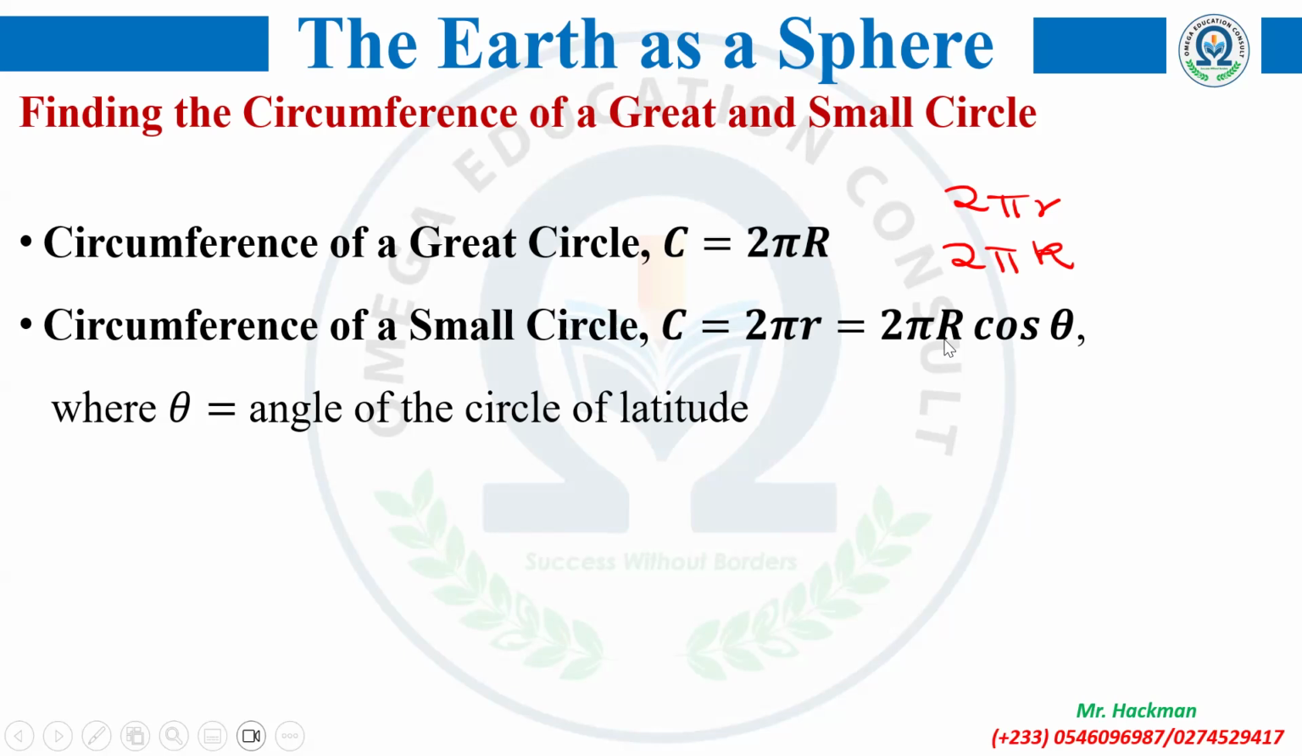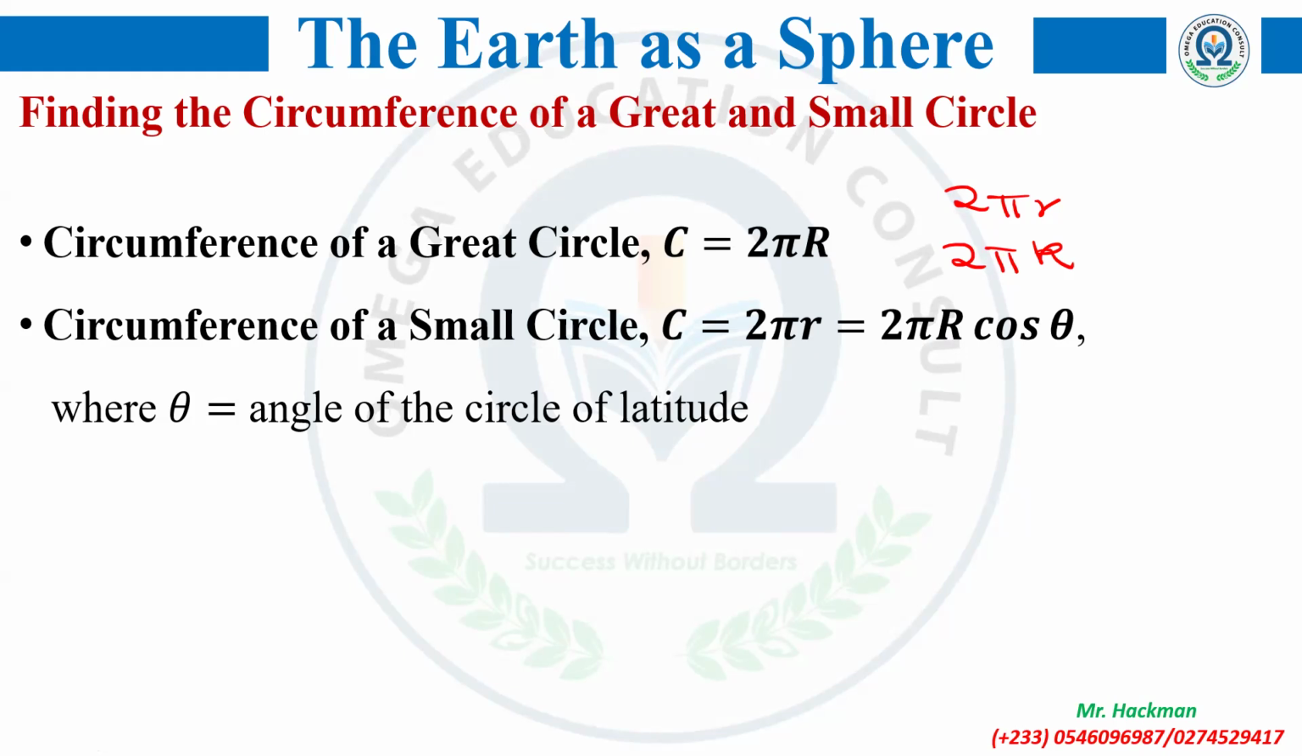Because big R will be given. As for the small circles, we don't know the radius, but we know the radius for great circles to be 6,400 kilometers. So if you are dealing with small circles, take it in terms of the big circle radius and use that particular formula, where theta is the angle of the circle of latitude, like I said earlier. Is my point well made, my professors?